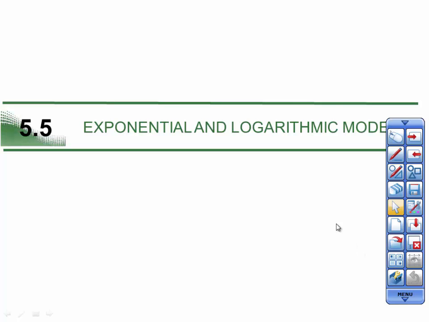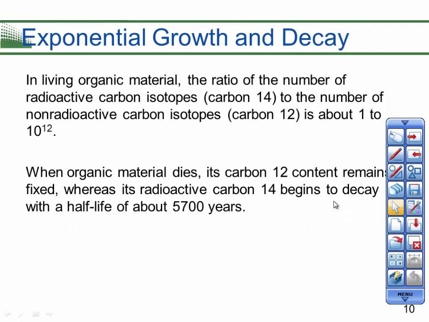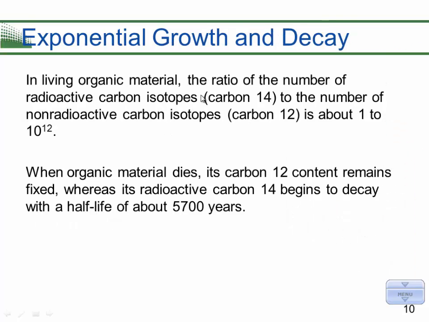So let's look at the next example. Then let's look at carbon dating. In organic material, the ratio of the number of radioactive carbon isotopes, carbon-14, to the number of non-radioactive carbon isotopes is about 1 to 10 to the 12th. Basically when a material that involves carbon dies, the carbon-12 content stays the same, whereas the radioactive carbon-14 decays. And it has a half-life of 5,700 years.